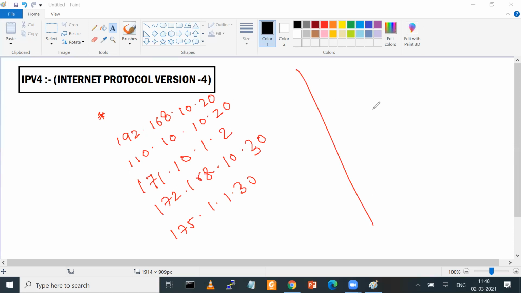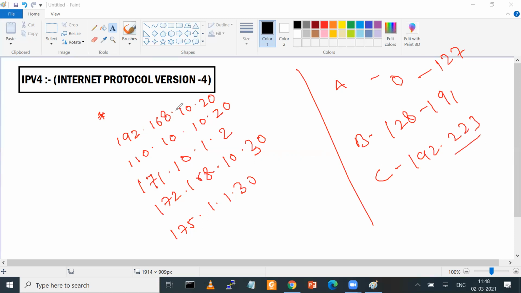Guys, I have already explained class A range is 0 to 127, B range is 128 to 191, C range is 192 to 223. मान लीजिए अगर आपको एड्रेसेस इस तरीके से दिए हैं, let's suppose we have addresses like this, and you have to identify the class, whether it is A, B or C.